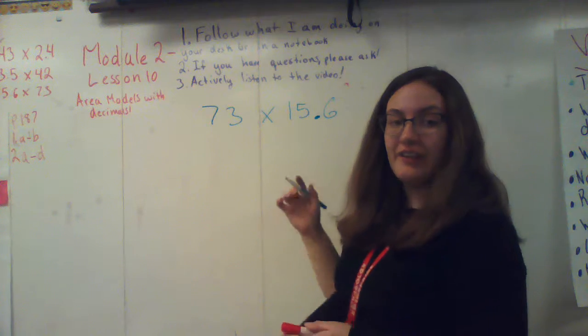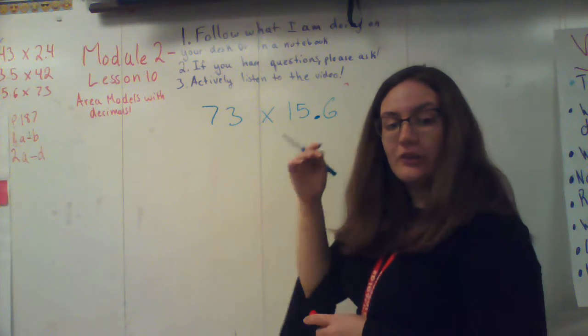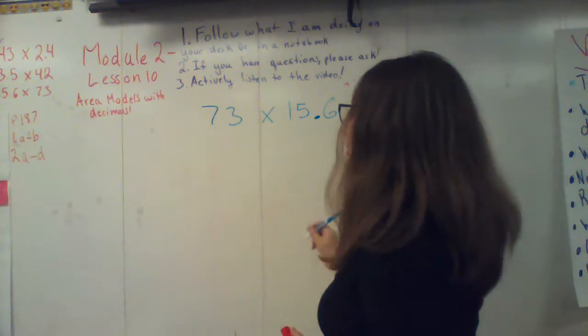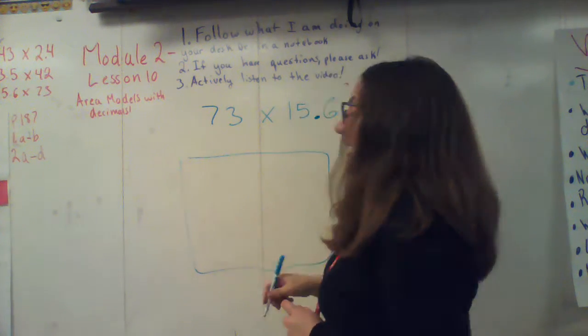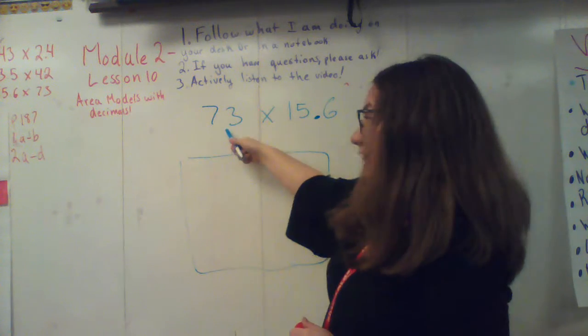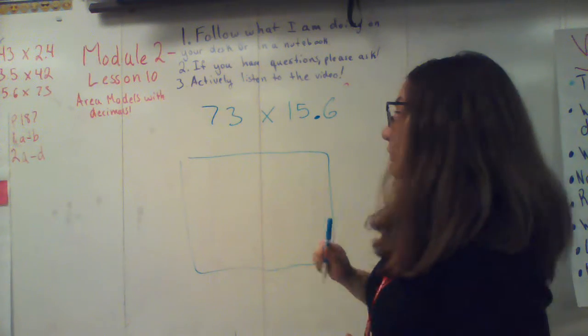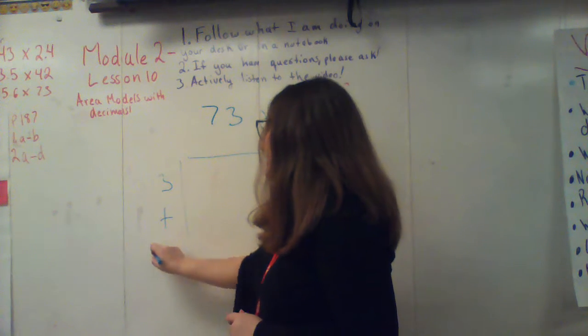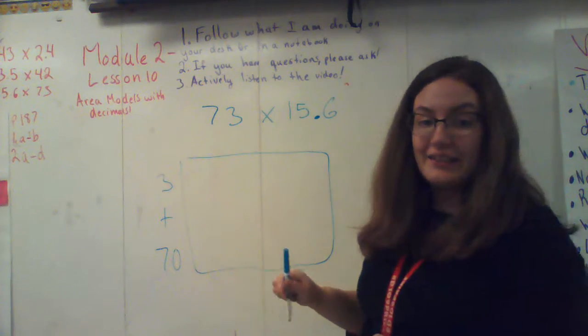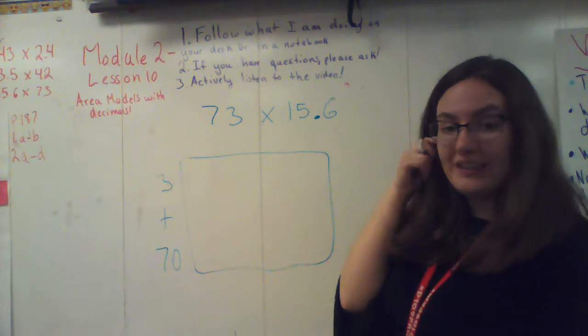So you should have paused the video and now you have an area model on your desk or piece of notebook paper, and I'll show you what this should look like. So again, I draw my box. And then off to the side, I'm going to take my first factor and write that in expanded form. So I have 73, and that's going to be 3 plus 70. At the top, I have 15.6.